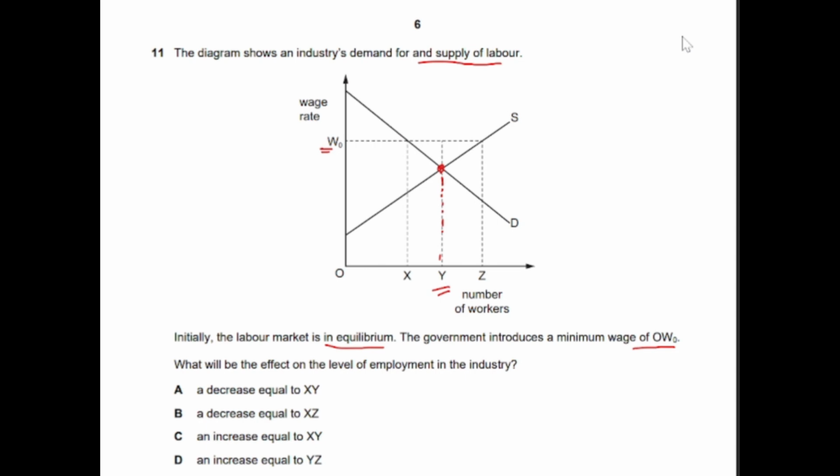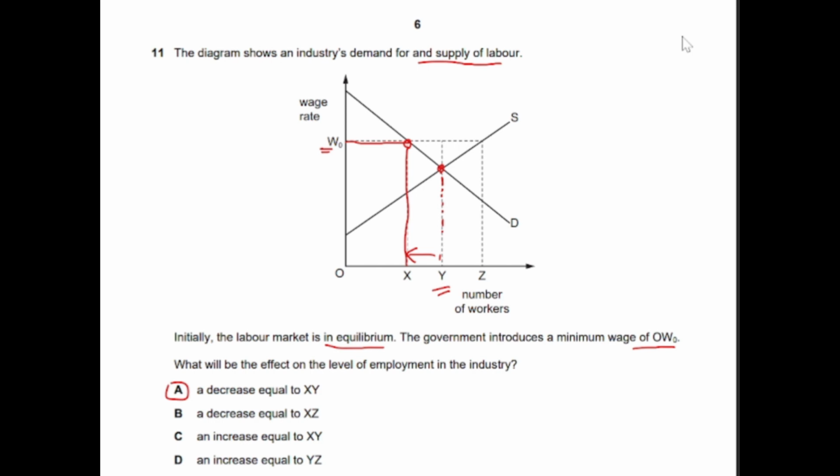But when the wage rate increases to W naught, you can see the demand for labor has decreased to X. It means employment will decrease, right? So option A is the correct answer. Employment will decrease to XY. So this is the employment that will decrease.